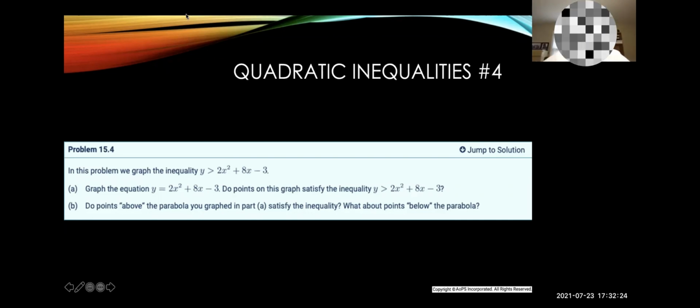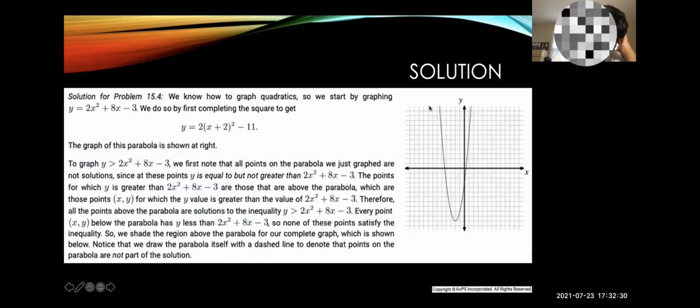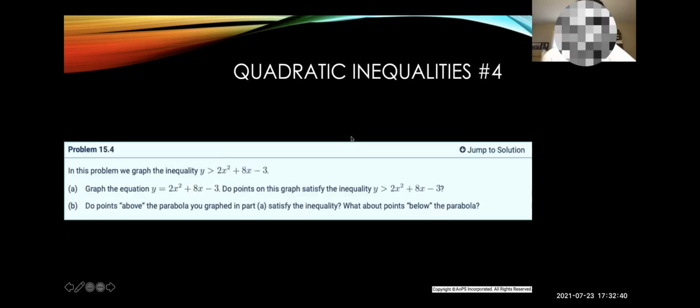Okay, we're gonna end this problem right here. So first, we have to graph this inequality, which we do right here. And the easiest way to do that is by completing the square. And once we do that, we get this nice parabola here. And then after that, we look back here. It says y is greater than 2x squared plus 8x minus 3.